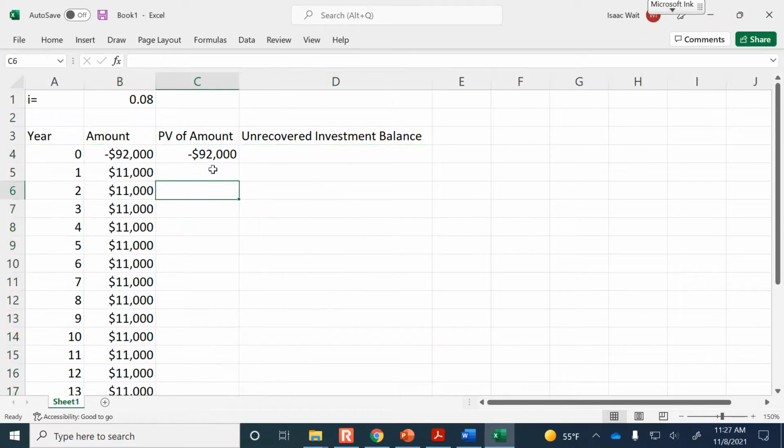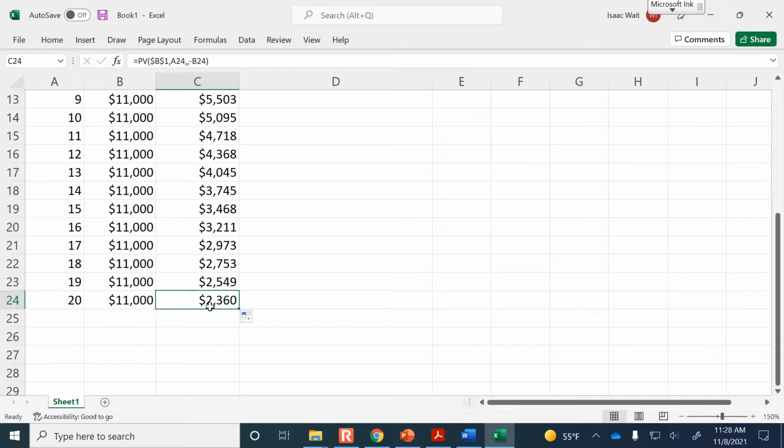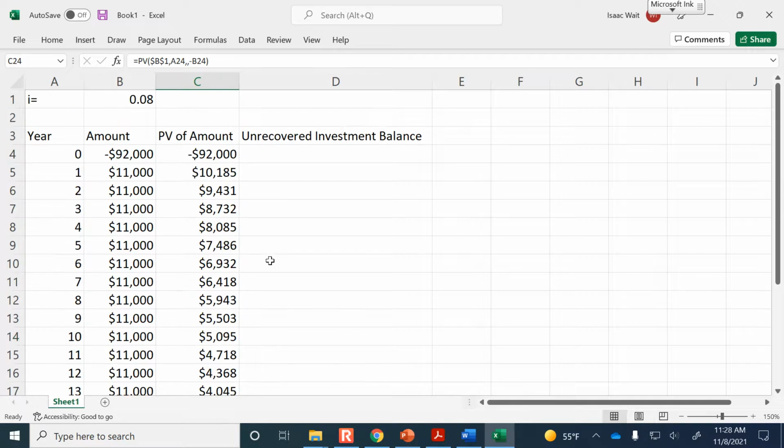All right, so 92,000, and if I drag that down, you can see that the 11,000 one year from now has a value of 10,185 if you're discounting at 8% per year. So each one of these $11,000 revenues is becoming progressively less valuable in present terms.